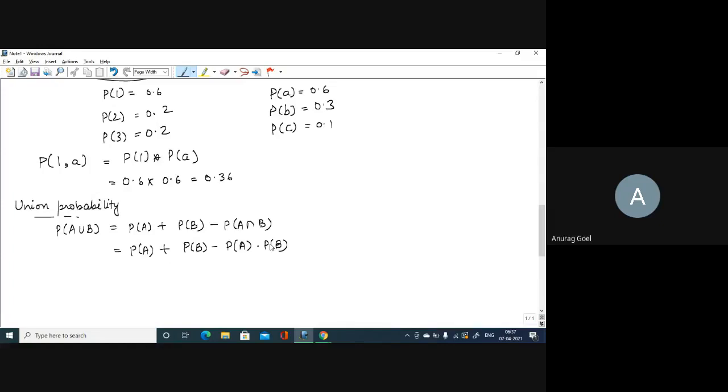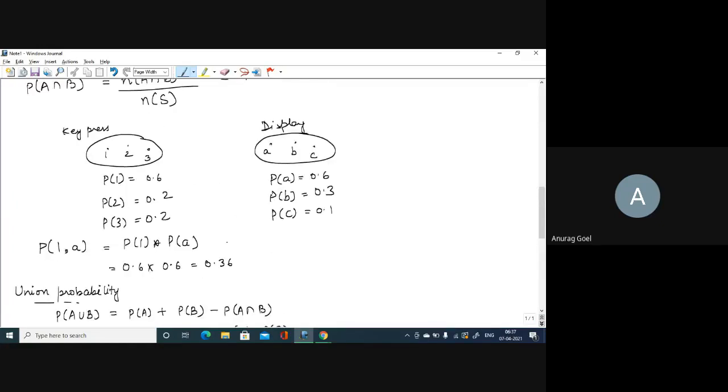Okay. So in the same example, if we want to calculate P of 1 union A, that means P1 plus PA minus P of 1 and A, which we have just calculated. So P1 is 0.6, PA is 0.6, minus P of 1 comma A, which is 0.36. Okay, so this would be that.